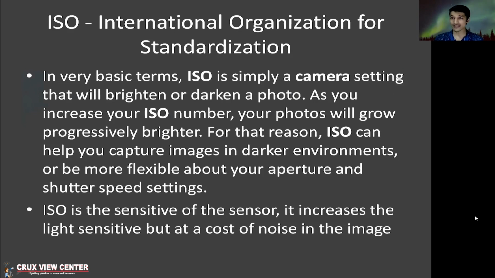Now, the second thing available in your camera is ISO. ISO stands for International Organization for Standardization, but you need to understand only one thing: ISO is the sensitivity of your sensor. How sensitive you want your sensor to be towards light is called ISO. So the higher the ISO, the higher the sensitivity of the sensor towards light.